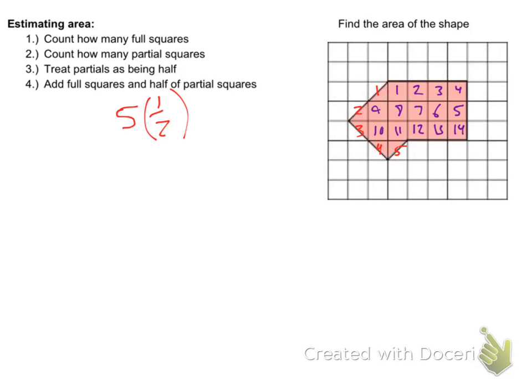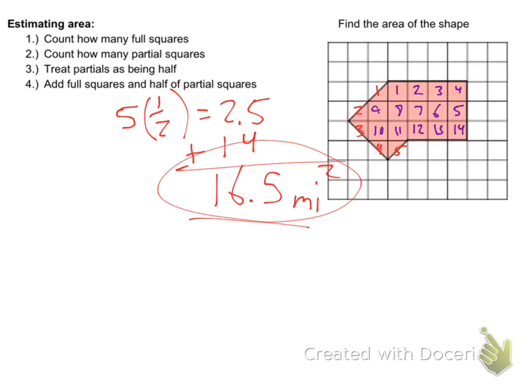I have 5 partials, or 5 half-full squares, which will lead me to 2.5 square miles, right? I can add that to my 14. And how many then do I have? 16.5 miles squared, or units squared, whatever it is. Is that going to be the most accurate answer? Possibly not. This one probably doesn't look too bad.